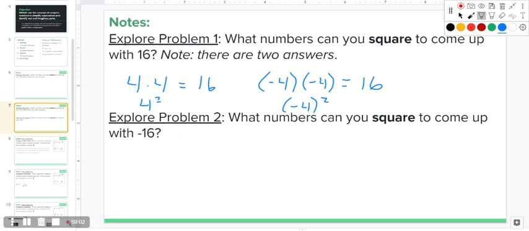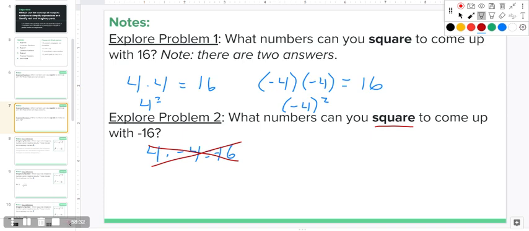Now, if we look at explore problem 2, what numbers can you square to come up with negative 16? We can try a couple things. I know that I would need a positive and a negative number to get there. So I could do 4 times negative 4, which would give me negative 16. However, that doesn't really square the number. It's not really squaring it if it's not multiplying it by itself, so that doesn't work.